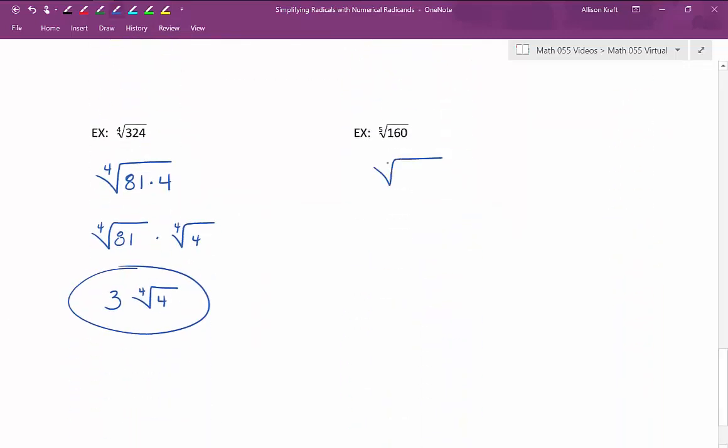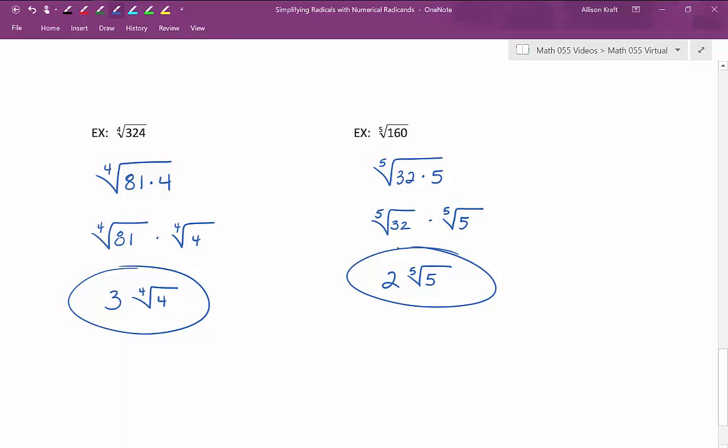So let's rewrite this as the fifth root of 32 times 5. I know the fifth root of 32. I'm sorry, product rule first. Rewrite this as the fifth root of 32 times the fifth root of 5. And now I know the fifth root of 32. It's just 2. And then we bring down this fifth root of 5. The fifth root of 160 simplifies to 2 times the fifth root of 5.